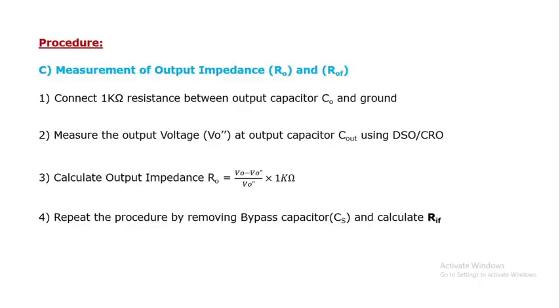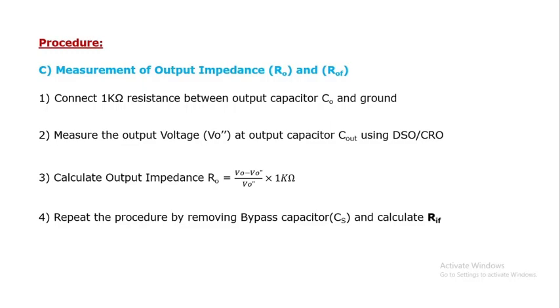Now measurement of output impedance, that is R0 and R0F, that is output impedance without feedback and output impedance with feedback. Connect a 1 kilo ohm resistance in between output capacitor Cout and ground. Measure the output voltage V0 double dash at the output capacitor Cout and calculate the output impedance R0 equal to V0 minus V0 double dash upon V0 double dash into 1 kilo ohm. Repeat this procedure by removing the bypass capacitor CS and calculate R0F.